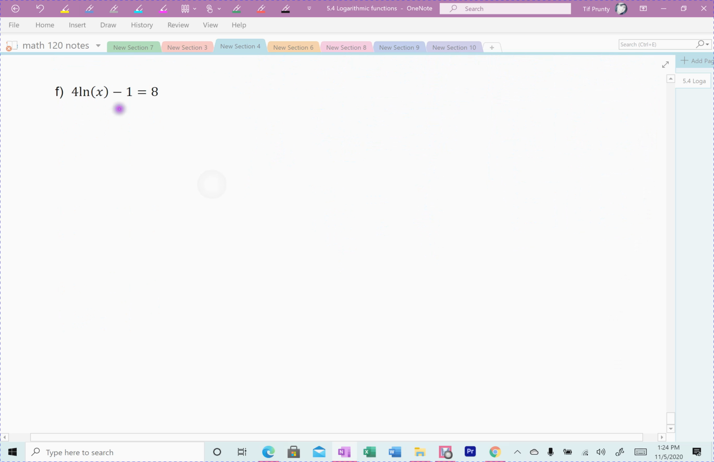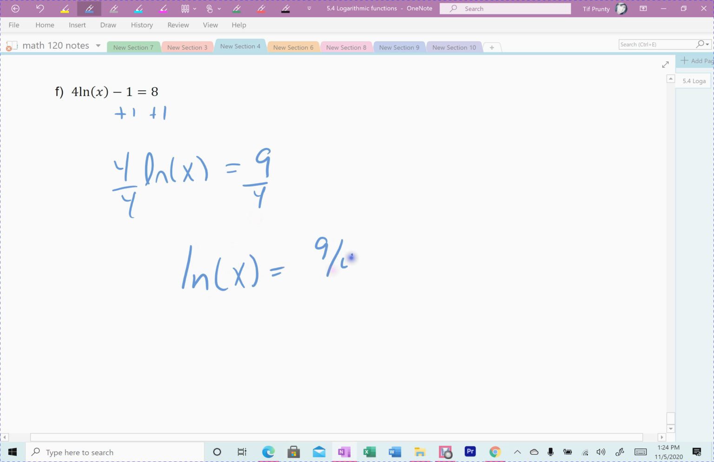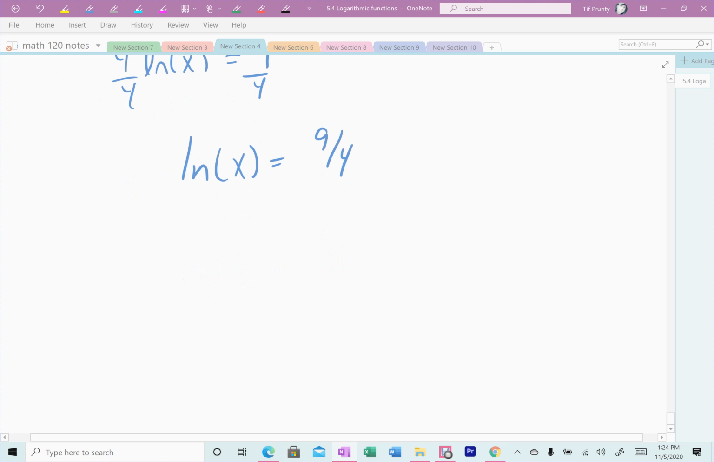Right, the last one is where we've got to do a little bit of work to isolate my natural log. But again, it's just move stuff over and divide until I get the natural log by itself. So move the 1 over, so I get 9, divide by the 4, and so I get the natural log of x equals 9 divided by 4. I get rid of the natural log by taking e to both sides, because natural log is base e. So the base e will cancel it out. On this side I'll be left with x. On this side I have e raised to the 9/4 exactly.